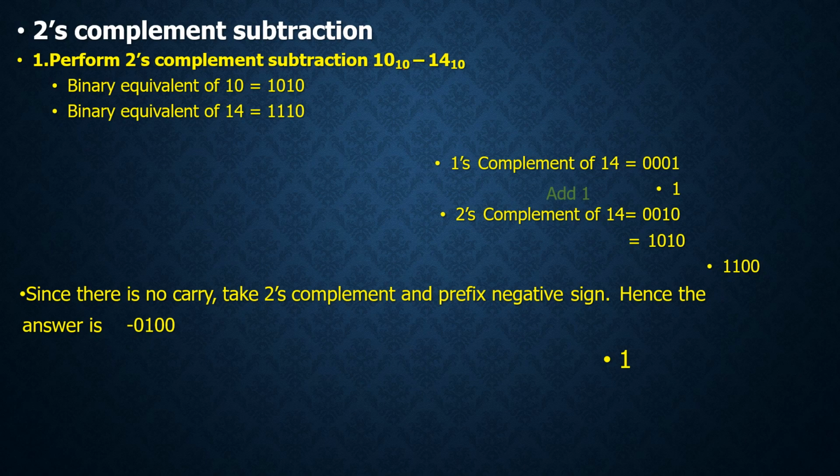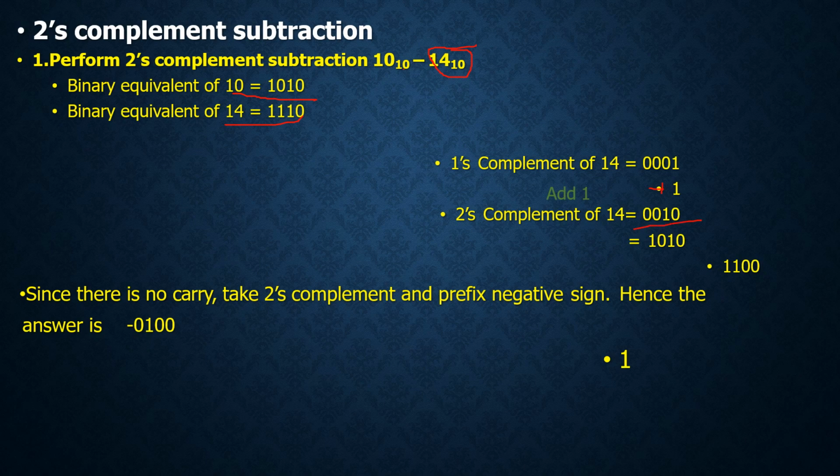So you write the binary equivalent for 10 and the binary equivalent for 14. As I already told you, 14 is the second value, so for that you will take the 2's complement. You take the 1's complement first: ones and zeros are replaced. Now add 1 to it. Since 1 plus 1 is 1 0, 1 goes to carry, and 0 comes down. So this is the 2's complement of 14.